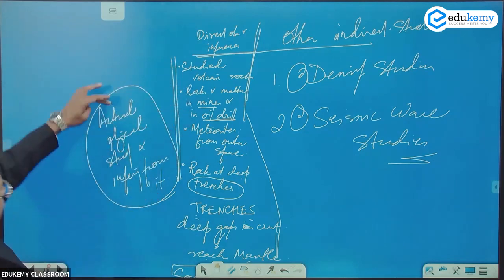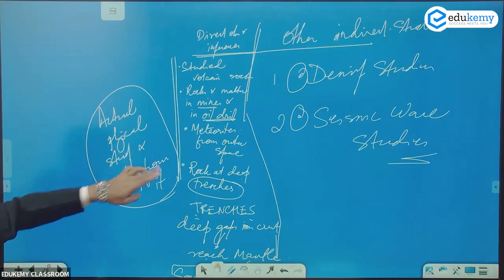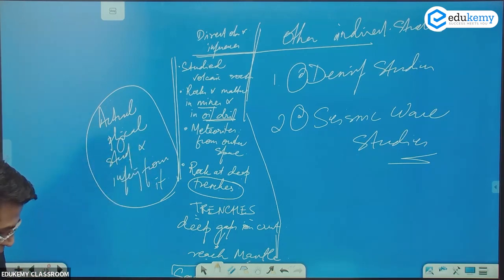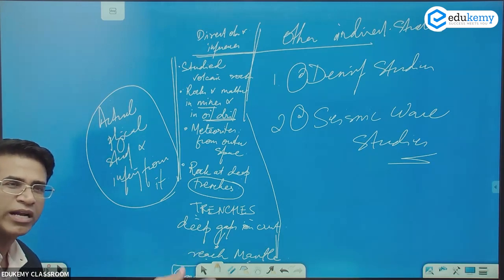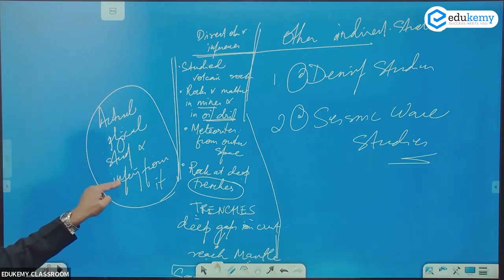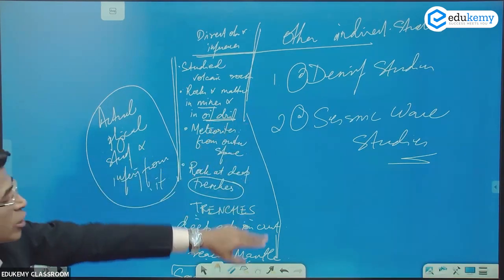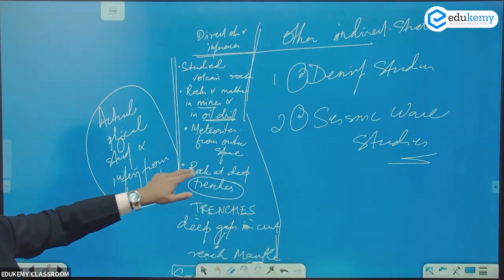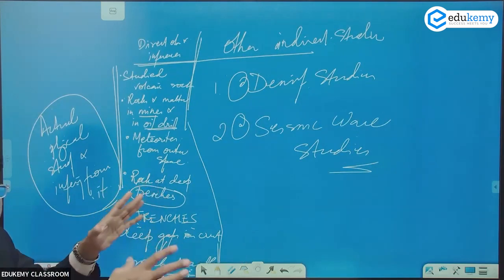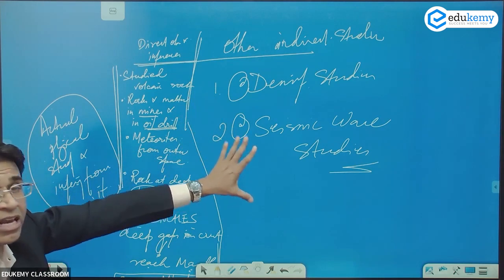The direct study is the actual physical study and inferring from it. Physically, you can see, you can touch, you can feel. These indirect studies are not the actual, what you can see, touch, and feel. You are indirectly seeing some kind of phenomena and then inferring from it.